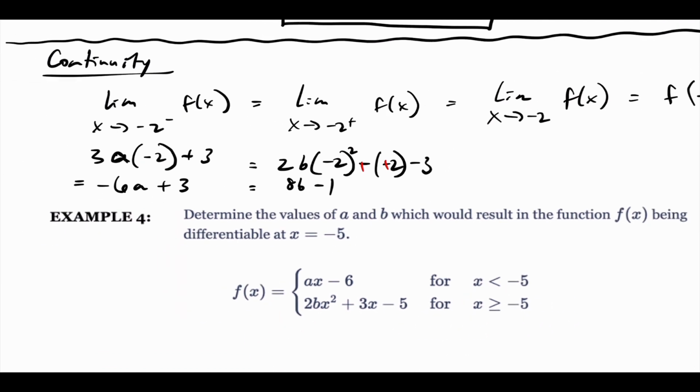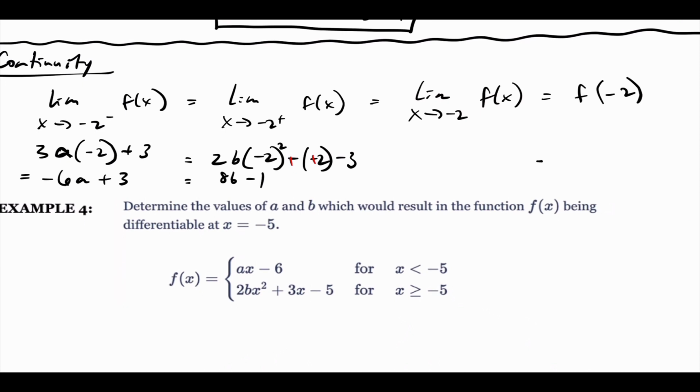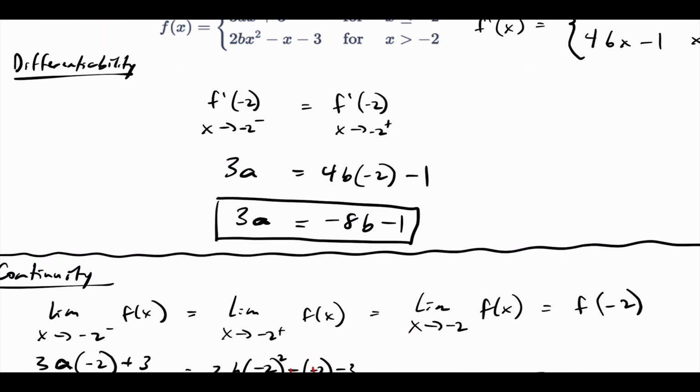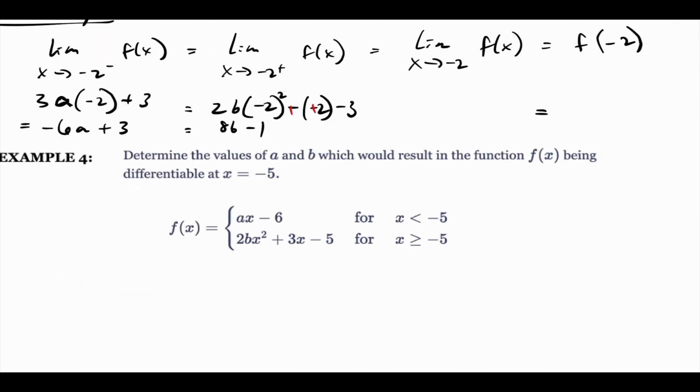Those two guys are equal. We know those two guys are equal because it's differentiable. If it's differentiable, they're also continuous. And then when I plug in f of negative 2, I'm going to get the same answer as I did on top. Negative 6a plus 3.